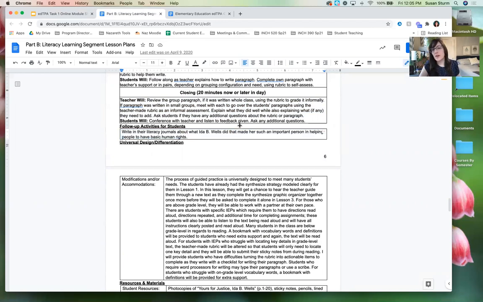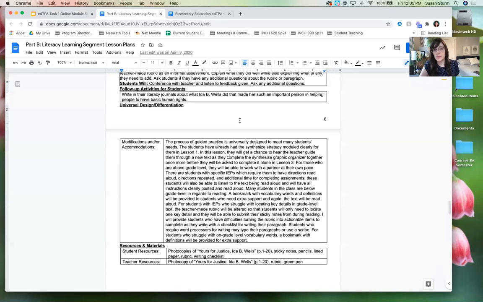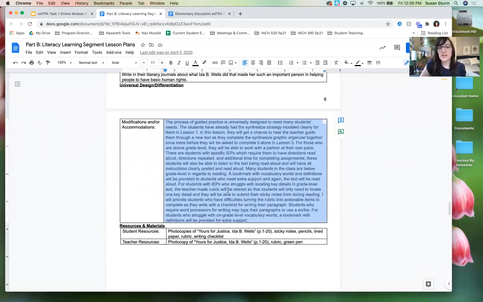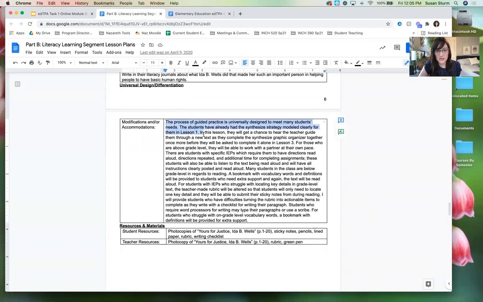Wells did that made her such an important person. So that's social studies content. Again, here with the modifications, starting off with the universal design, they've already seen it modeled. They're now getting a chance at guided practice. Guided practice is one more step in good universal design to give your students a chance to learn before they have to prove themselves in the application, before they have to do it alone.